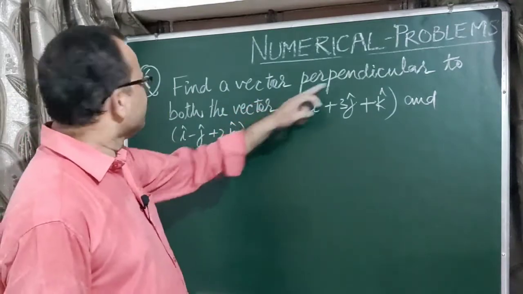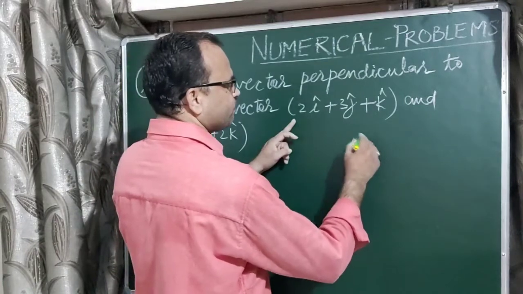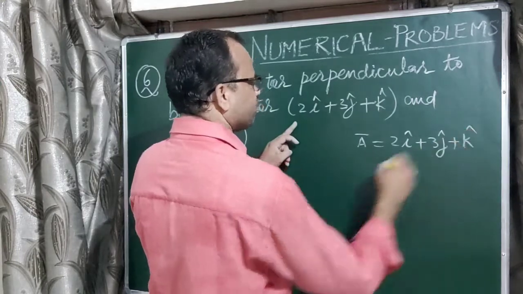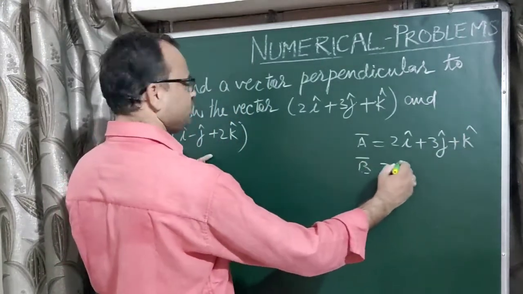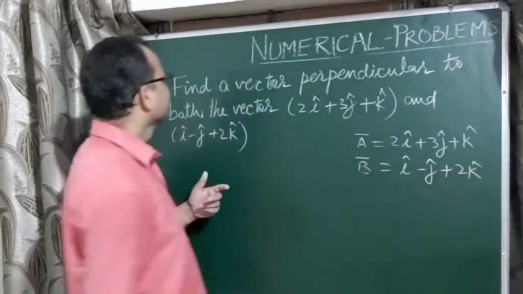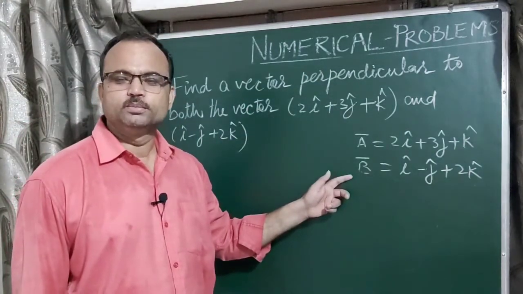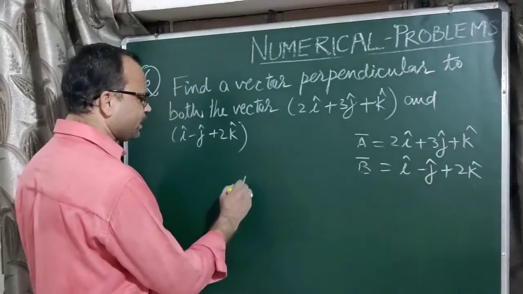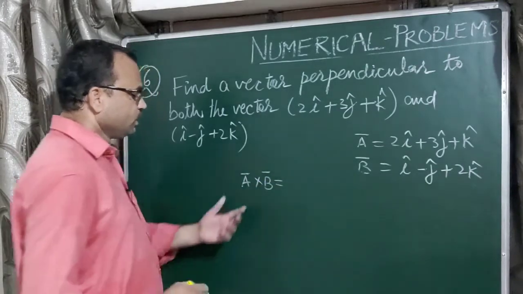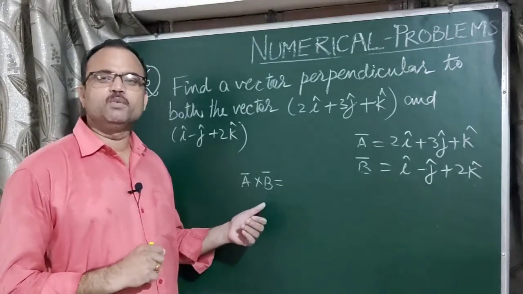Find a vector perpendicular to both vectors. Suppose this is the A vector equal to 2 I cap plus 3 j cap plus k cap, and this one is B vector, meaning I cap minus j cap plus 2 k cap. So here we have to find a vector which is perpendicular to both.